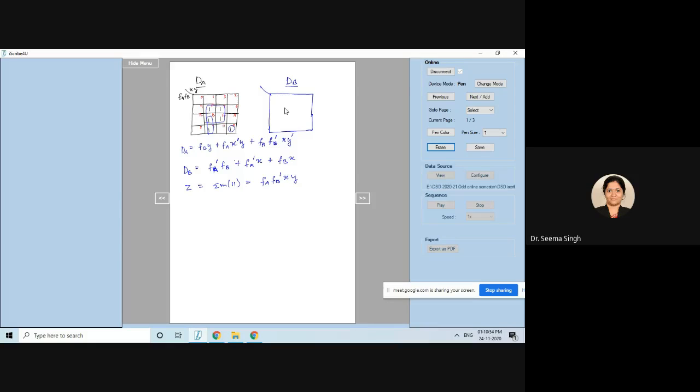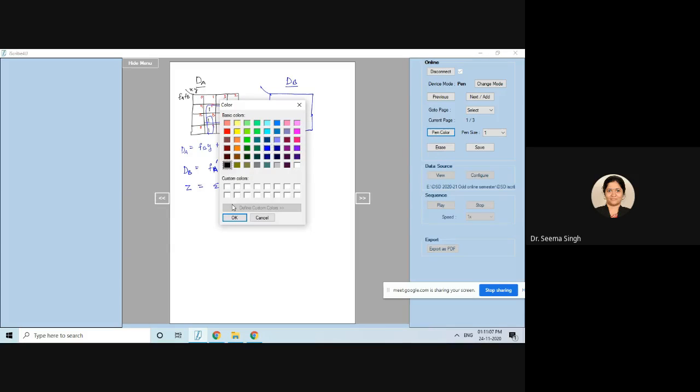Now the final thing is your final diagram. And how do you make your state machine? You have seen in counters also. What do you do? In counter also, we make our flip-flop.